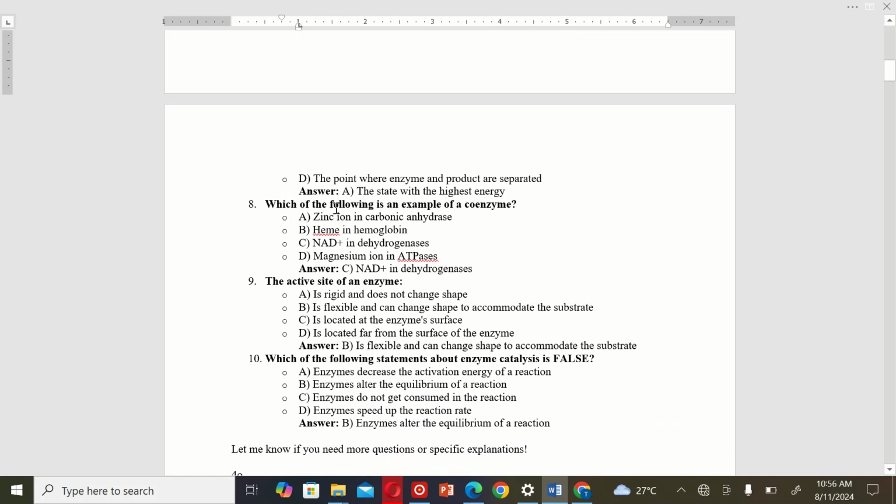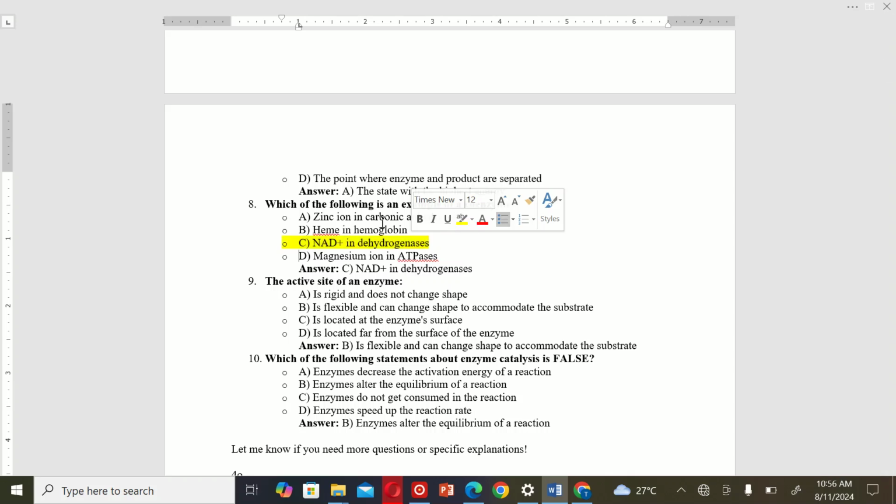The next MCQ is: which of the following is an example of a coenzyme? A. Zinc, iron, and carbonic anhydrase. B. Heme and hemoglobin. C. NAD+ and dehydrogenases. And D. Magnesium, iron, and ATPase. So the correct option is C.